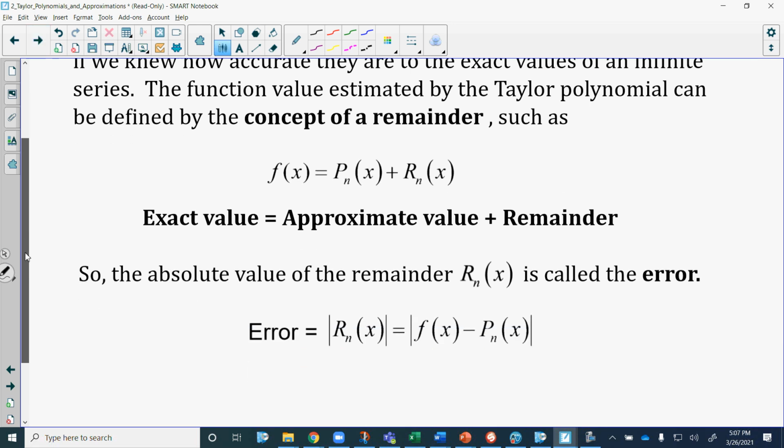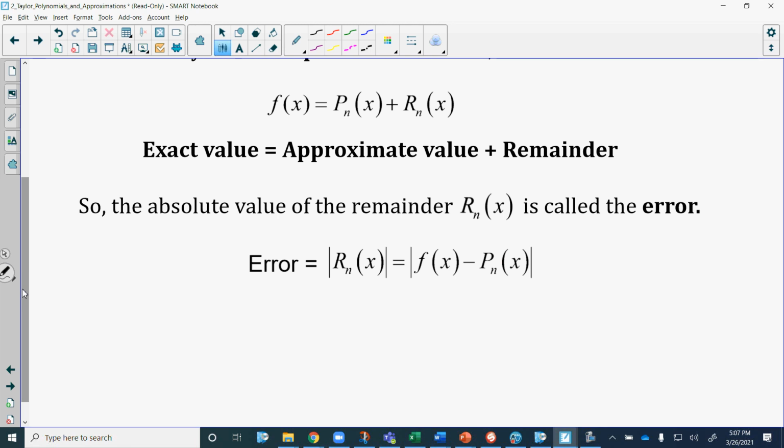So let's understand that the exact value is going to be whatever your approximate value is plus your remainder, and that the error itself oftentimes may have the same kind of notation like this, where n is the degree, and sometimes it'll have both of these, where the second number is where it's centered at. So here the error is going to be the actual value minus the approximate value, as an absolute value. And we just did that.